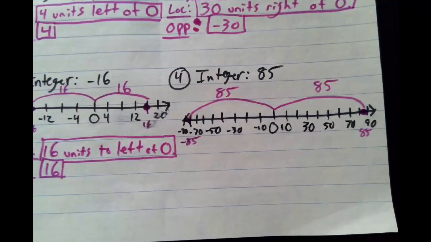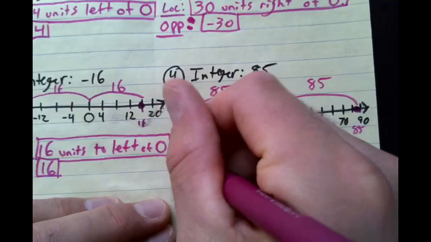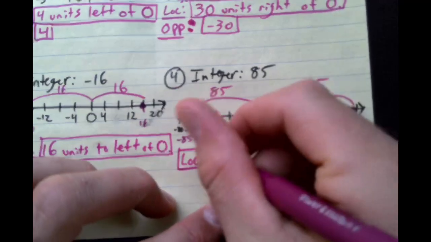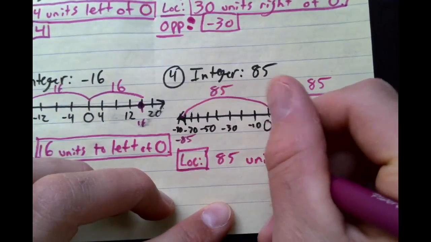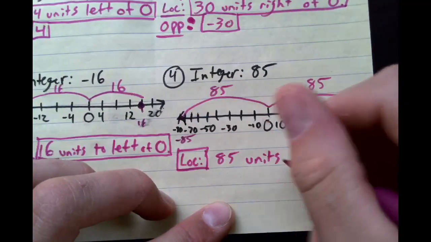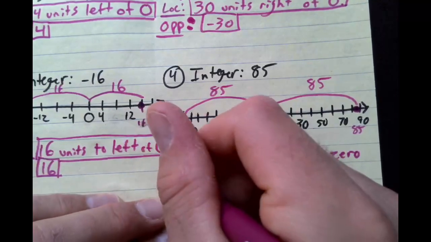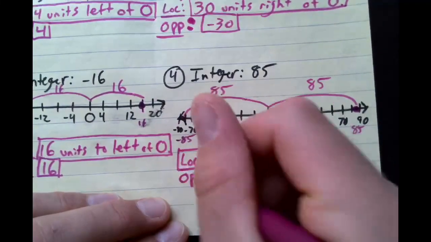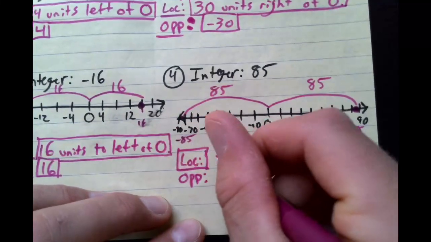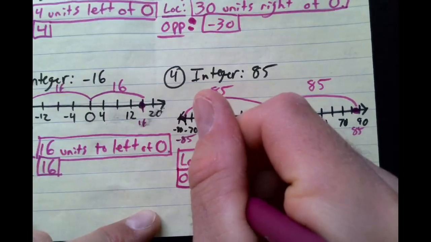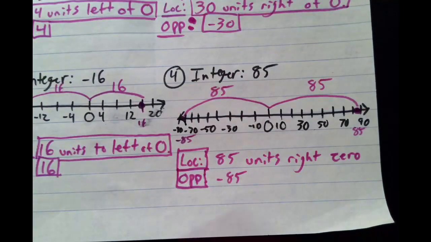Okay? Step 2 just says, describe your location. So what's your location? Well, your location is 85 units to the right of 0. And your opposite is, you already labeled that, negative 85. That's it. So your location is 85 units to the right of 0, and your opposite is negative 85.